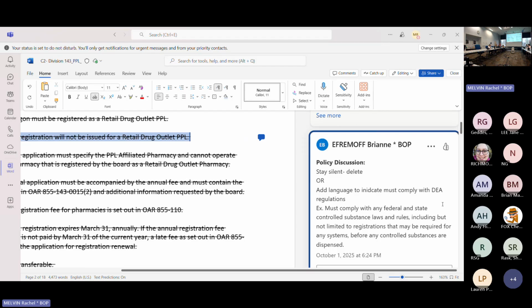Staff Member Efremov: We have never received a response from headquarters, who does policy discussions. They're the only ones that are permitted to speak definitively on that. We have spoken to DEA multiple times, and they stated that the way the regulations are currently written and interpreted, there is not a pharmacist on site in those situations.